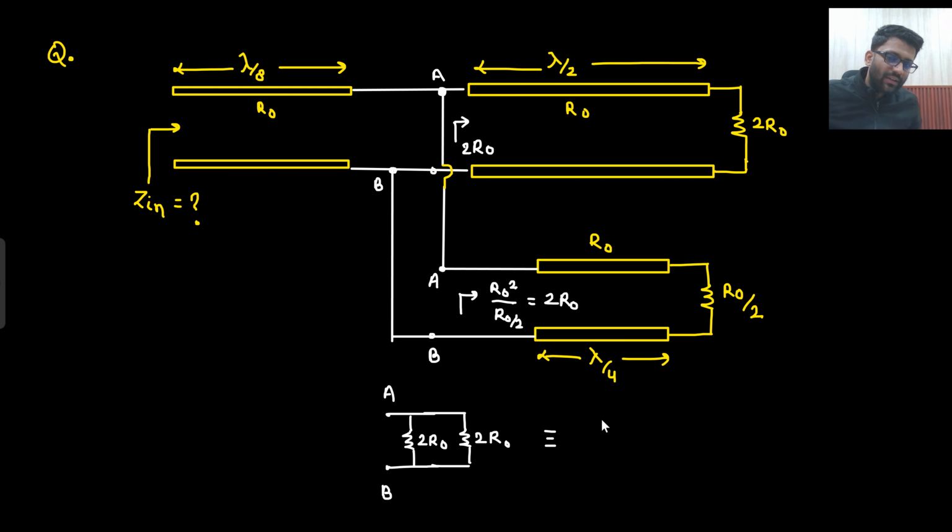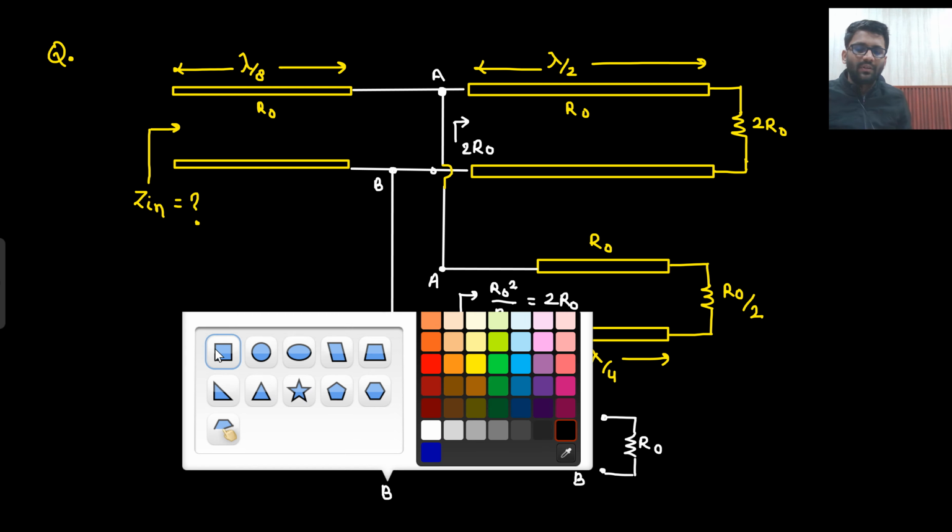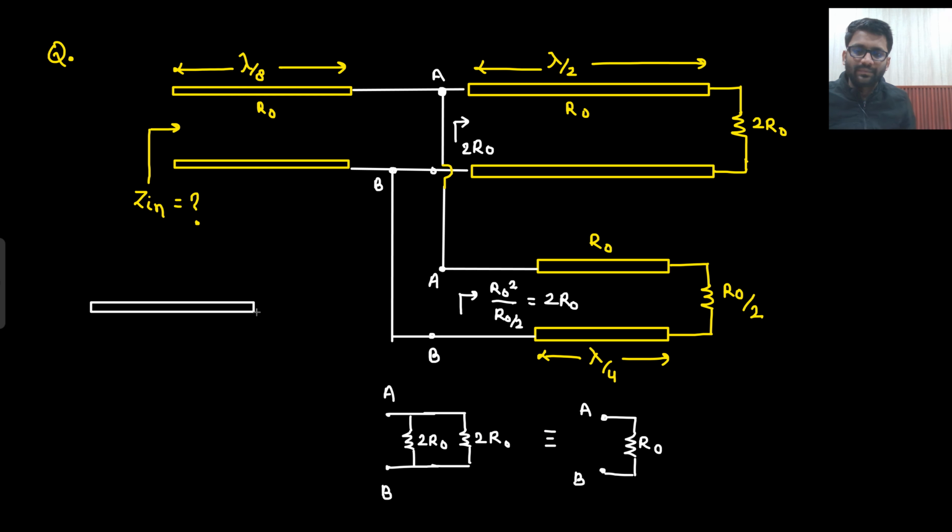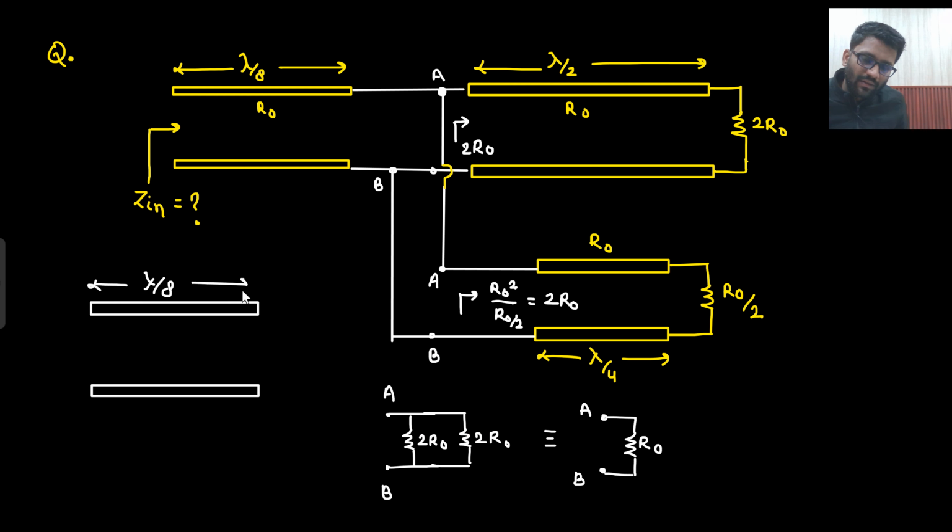So what is the equivalent? 2R0 parallel with 2R0. What am I getting? R0 only. So now how is my circuit reduced? My circuit is reduced somewhat like this. This is my one transmission line having a length of lambda by 8. At the load, this point is A. If this point is A, that means this point is also A. This point is already B. So this is my load AB. And between AB, what is connected? R0 is connected.